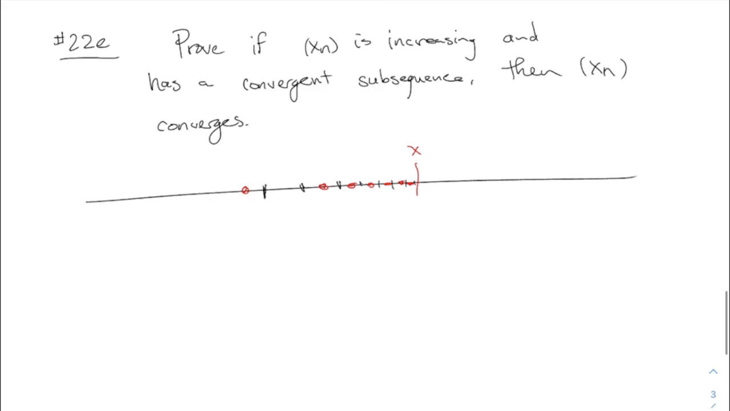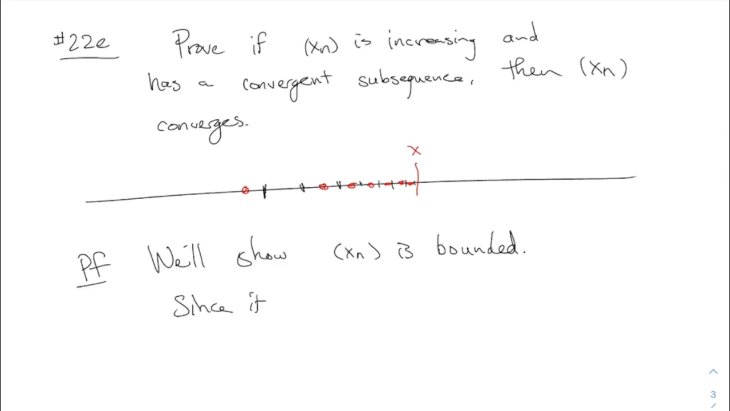So here's my proof. I'm going to say, we'll show that xn is bounded. And then since it's increasing, the monotone convergence theorem will imply that it converges. Right? MCT means the monotone convergence theorem.